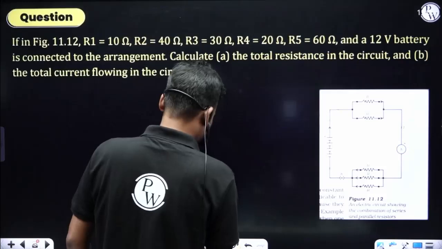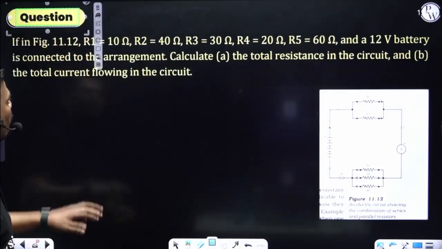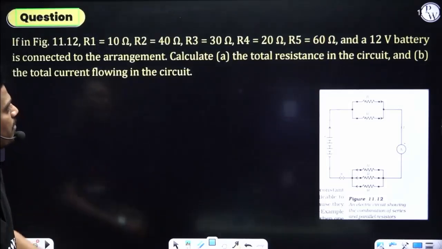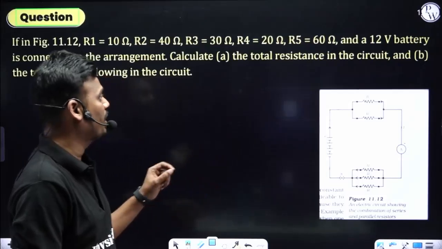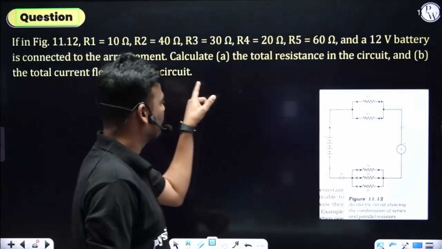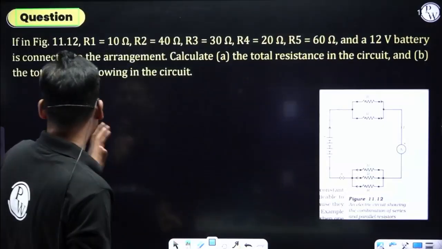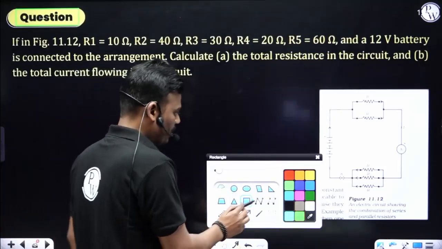Here the question is simple. In figure 11.12, R1 is 10 ohm, R2 40 ohm, R3 30 ohm, R4 20 ohm, R5 60 ohm, and a 12 volt battery is connected to the arrangement. Here is the arrangement. Calculate A, the total resistance in the circuit, and B, the total current flowing in the circuit. Okay. So first you try to concentrate here.